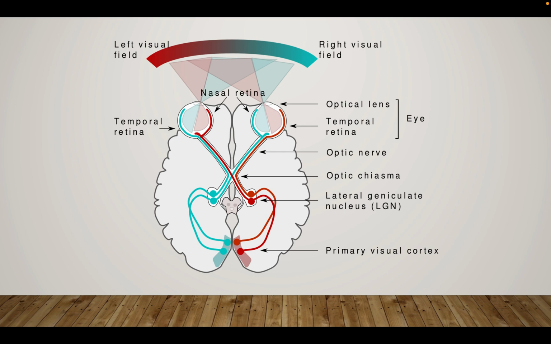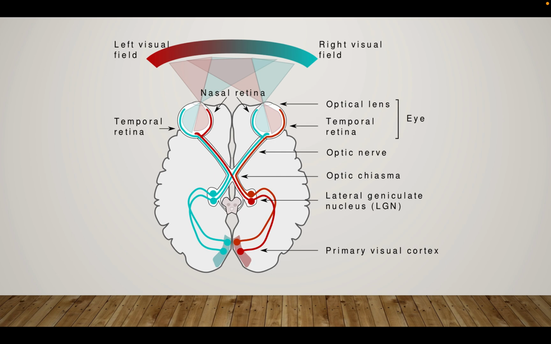Fibers that are stimulating your temporal retina for either eye, left or right, will stay on the same side of the brain. So if it stimulates your temporal retina, the information coming to your temporal retina will stay on that same side. For your left eye, it stays on the left. If it's stimulating the right temporal retina of your right eye, it's going to stay on the right side of the brain.